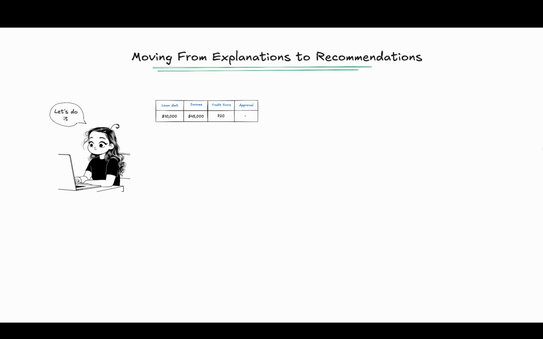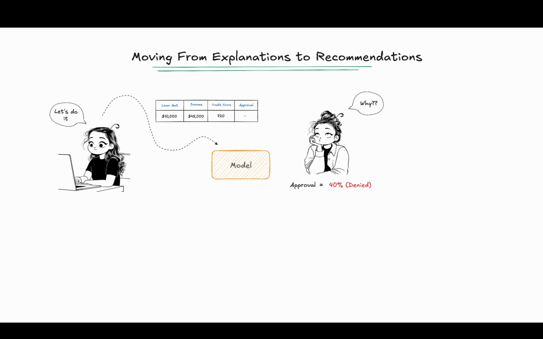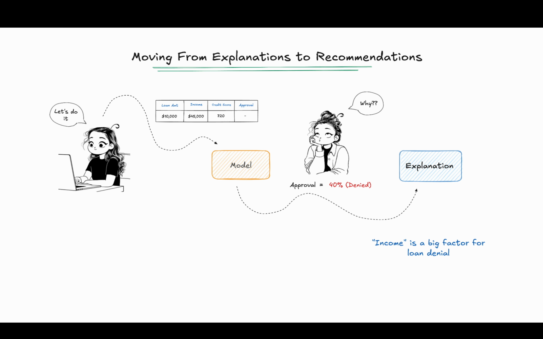In this video, we will be discussing the third part of our explainable AI series, that is counterfactuals. So here's the situation. You're applying for a loan, you fill out all your details, loan amount, income and credit score. And the model says you have a 40% chance of approval. So basically you're denied. Now you're thinking, why? So that's where explanations come in.